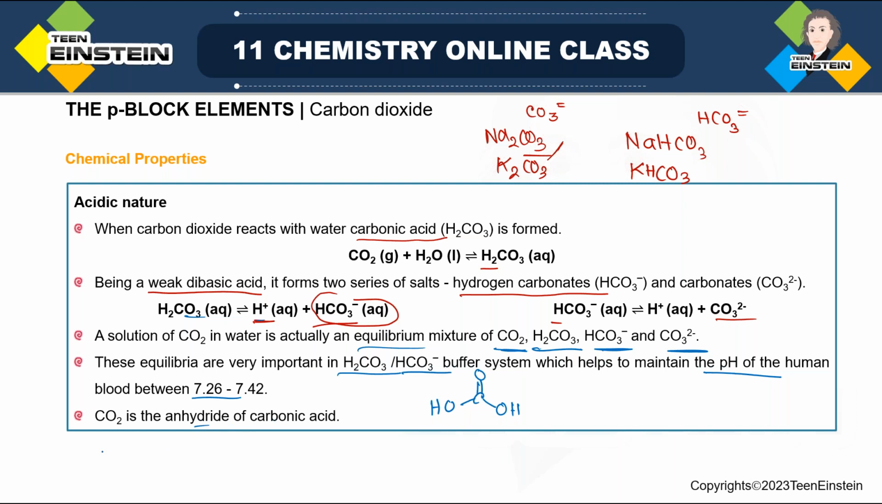Anhydride of something means what? When you remove water from this molecule, suppose you are removing one H and one OH, what is the rest of the part? The rest of the part is CO2. So that is why CO2 is the anhydride of carbonic acid, that is H2CO3.